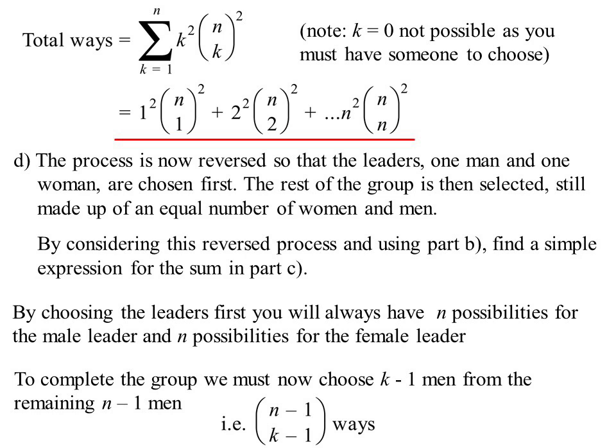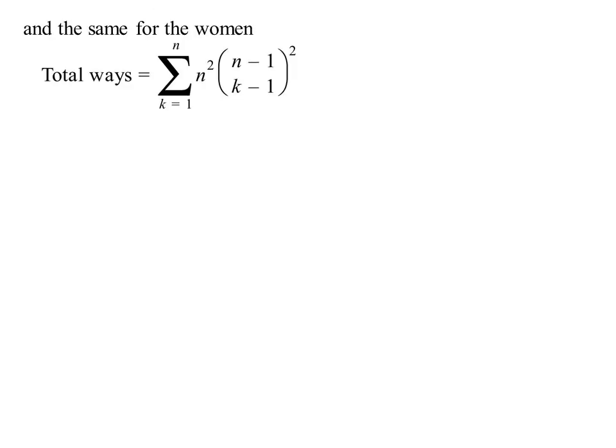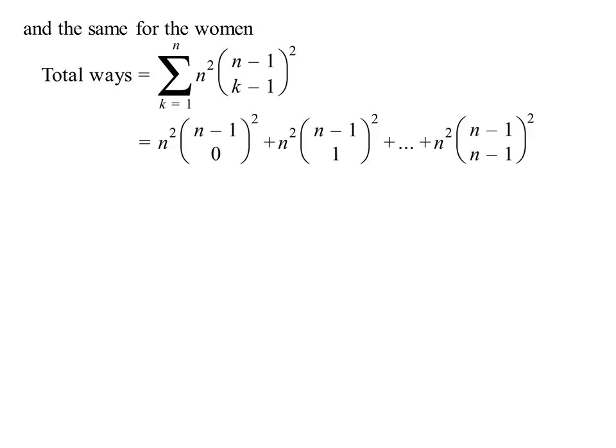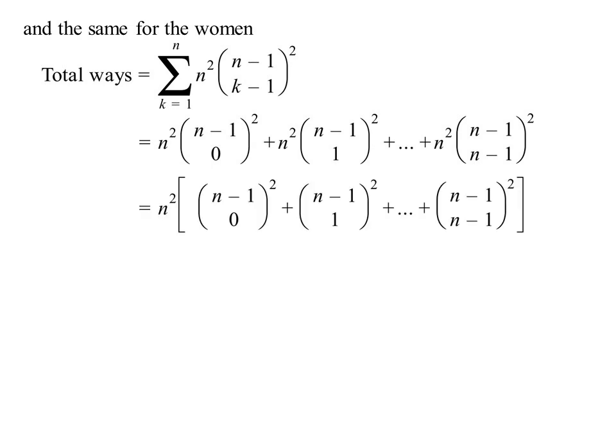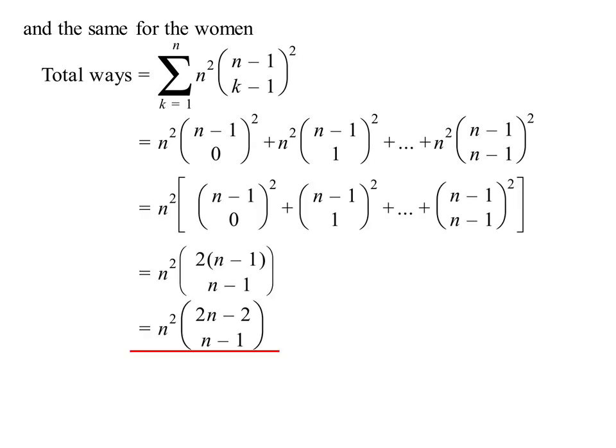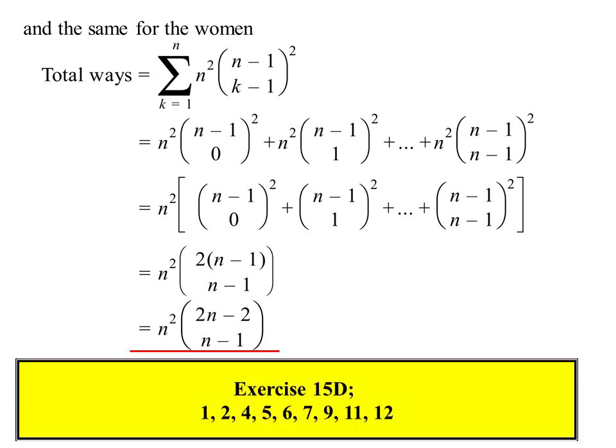Well, that's for the men, which of course means it's the same for the women, similar to what we saw before. Taking into account all the different size groups we could have, that sum would be n squared times the sum of n minus 1 C k minus 1, squared. Expanding that out to make it clear what we're talking about. And I've factorised the n squared out, but going back to what we proved before, we can say, well, hang on, this is the same as 2n minus 1 C n minus 1. And I just played around with that and made it 2n minus 2 on the top there, and there's the expression. So 15D is playing around with these binomial coefficients, using the binomial theorem to prove things.